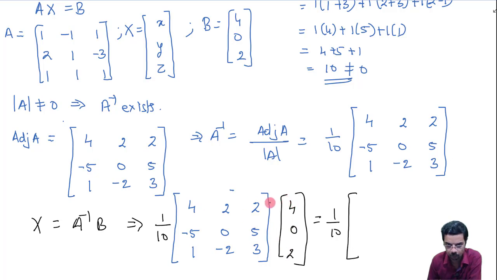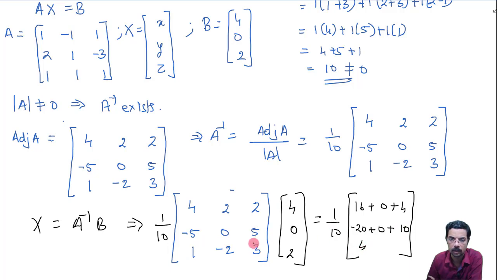So 4 4s are 16 plus 2 into 0 is 0 plus 2 into 2 is 4. Then the second element would be 5 4s are 20 minus 20, 0 into 0 is 0 plus 5 into 0 is 0, 5 2s are 10, so we have 10 here. Same way 4 1s are 4, minus 2 into 0 is 0, and then 3 2s are 6.